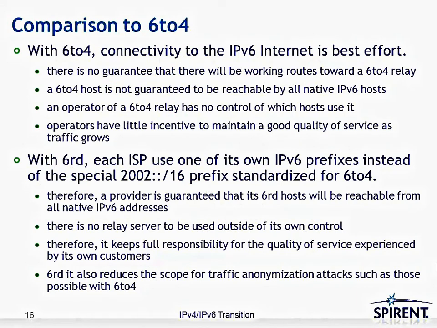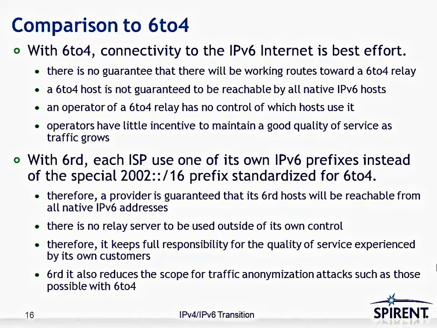So when comparing 6RD to 6to4, with 6to4, connectivity to the IPv6 internet is best effort. There is no guarantee that there will be working routes toward the 6to4 relay. A 6to4 host is not guaranteed to be reachable by all native IPv6 hosts. An operator of a 6to4 relay has no control over which hosts use it. Operators also have little incentive to maintain a good quality of service as the traffic grows.